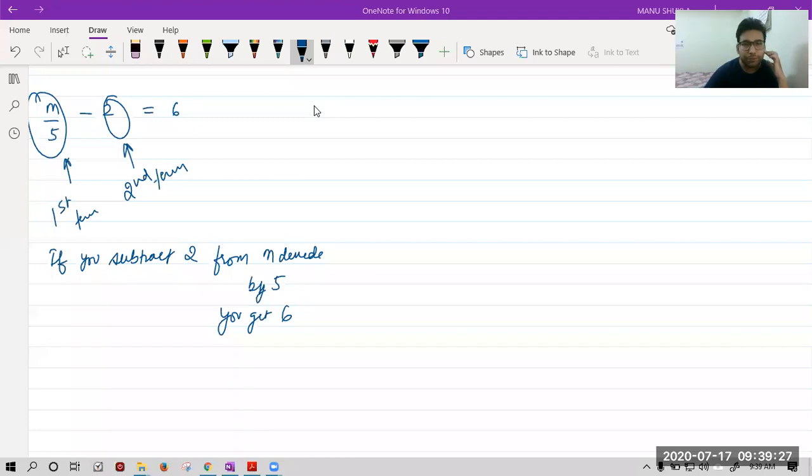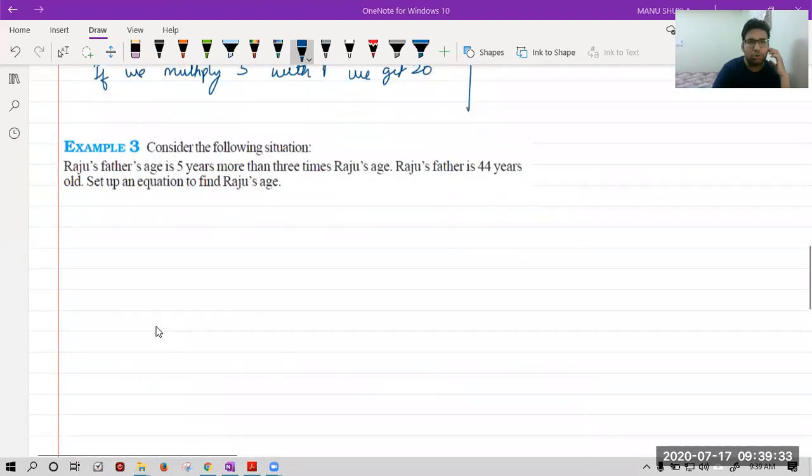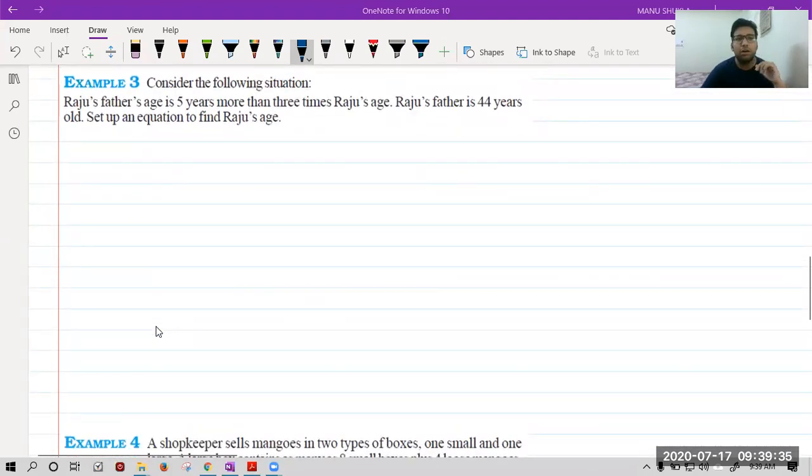Okay, now let's see question 3. Raju's father's age is 5 years more than 3 times Raju's age. Now they are saying Raju's father is 44 years old. Set up an equation to find the age.